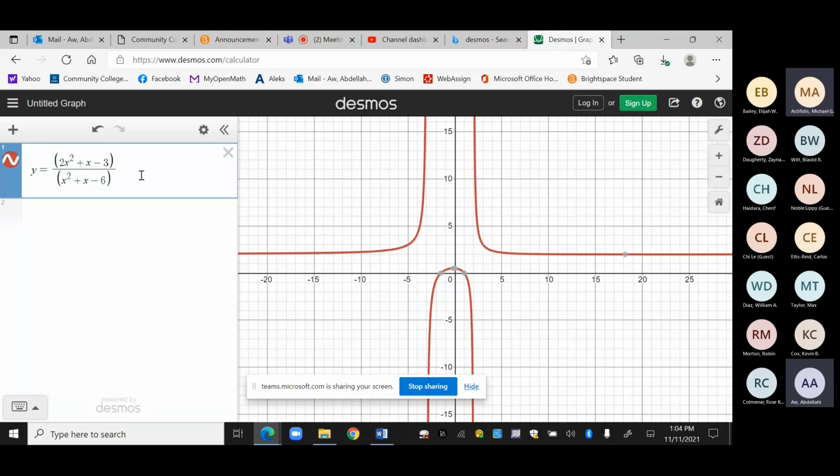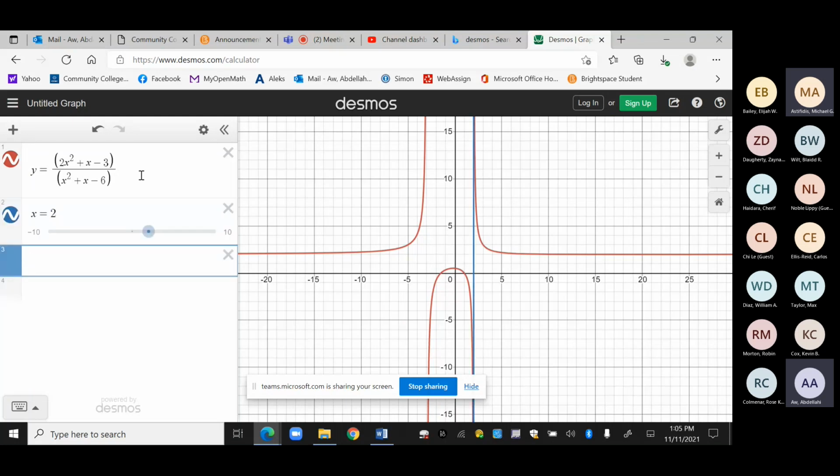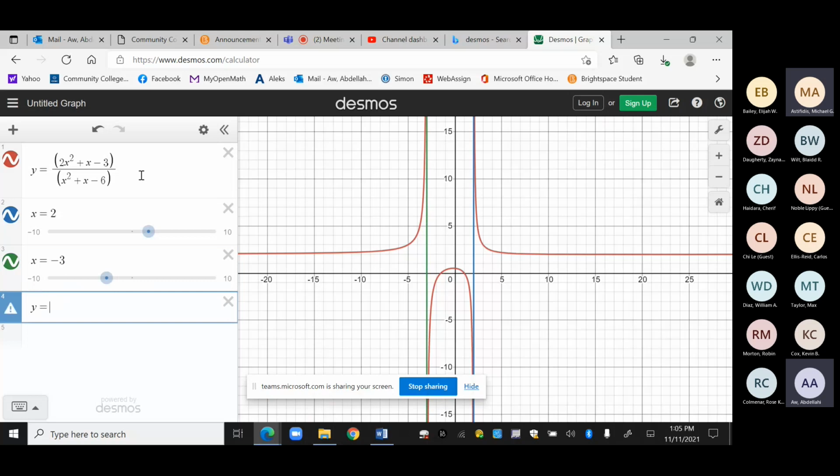So if I do x equals 2, you see, that's the asymptote. If I say x equals -3, you can see the second asymptote in green. When I do y equals 2, you can see the horizontal asymptote.